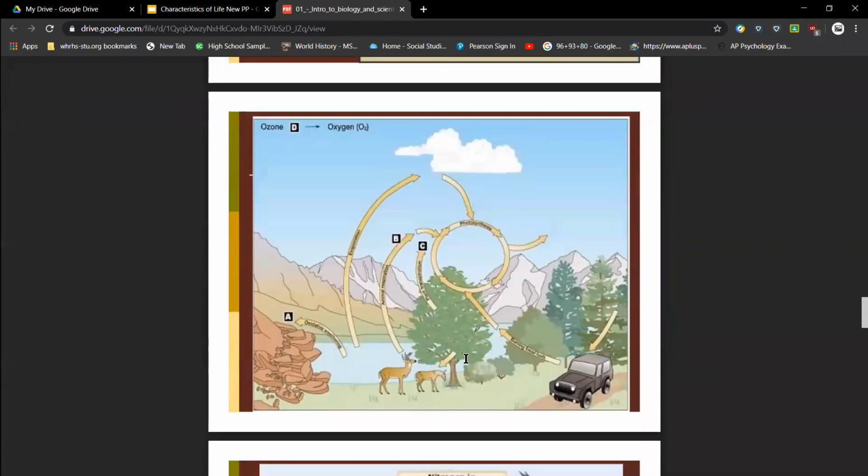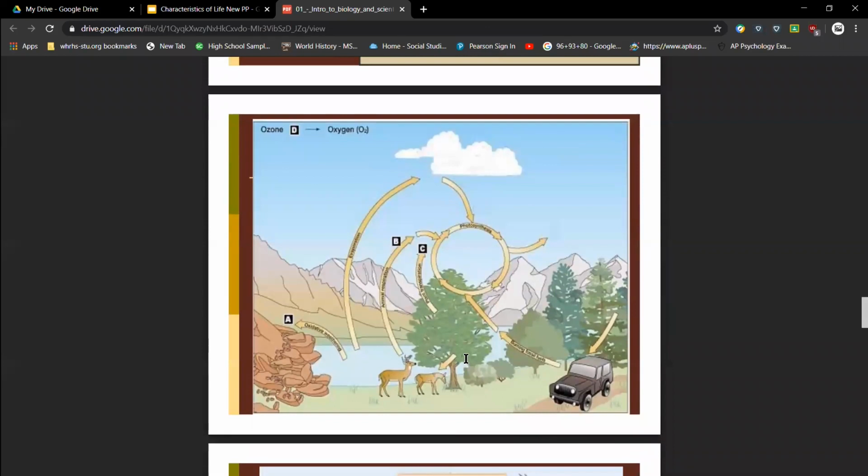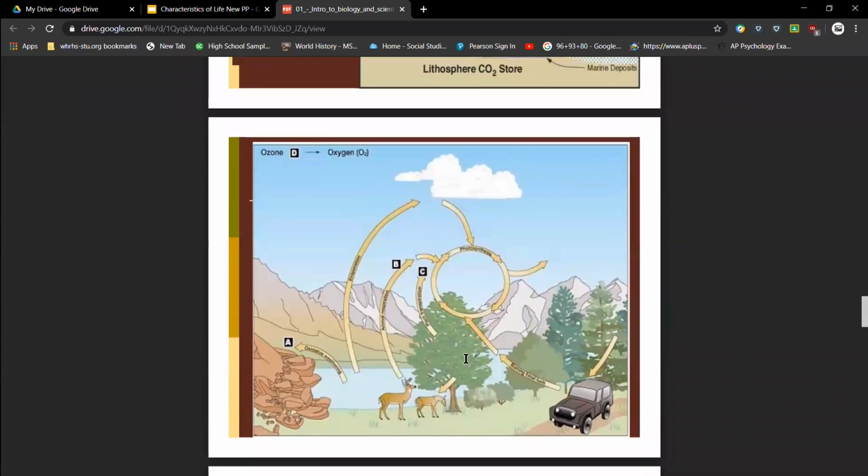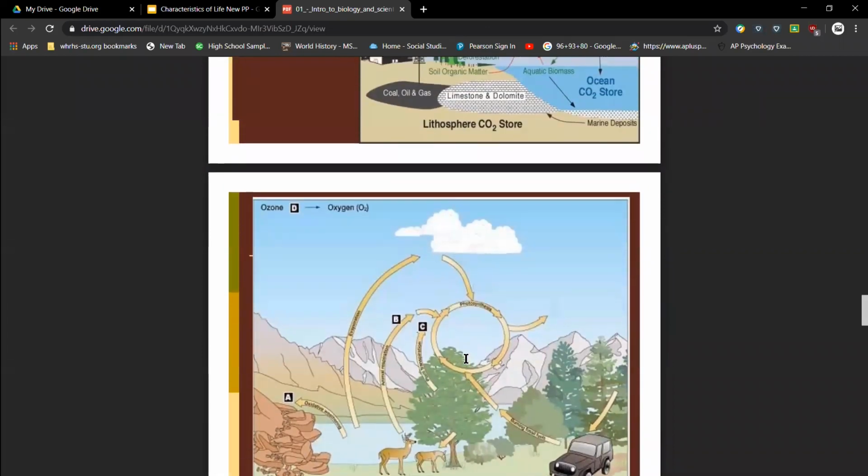Then in the oxygen cycle, you have a very similar thing where the atmosphere is putting oxygen into animals and plants, and then those plants will release that oxygen back into the atmosphere. It's also involved with cars and rocks. These can also uptake oxygen and release it back.